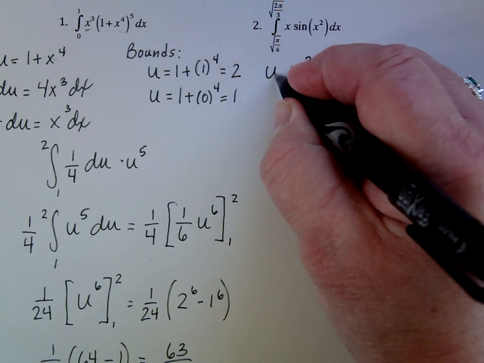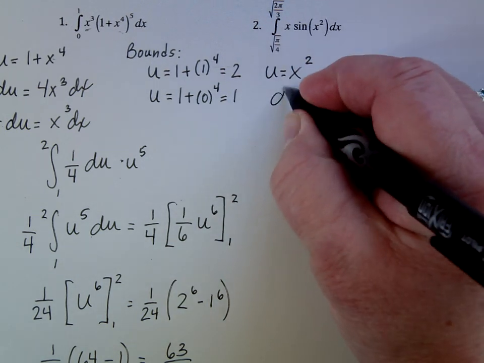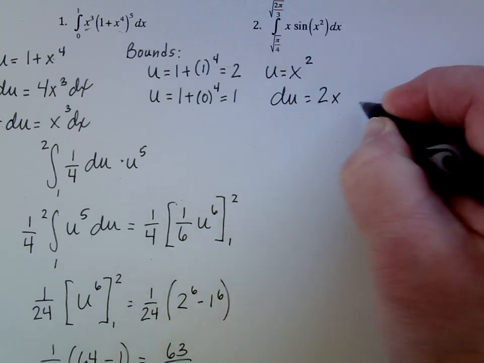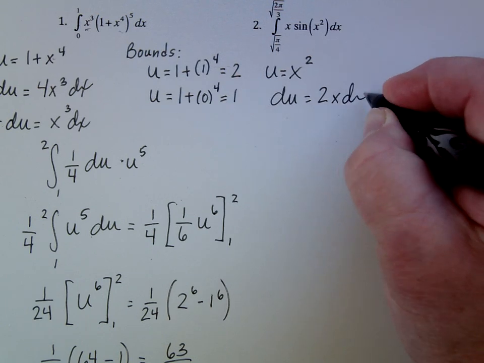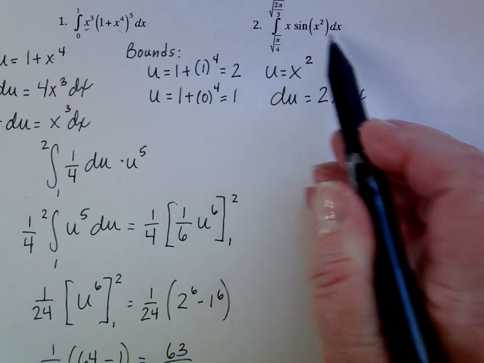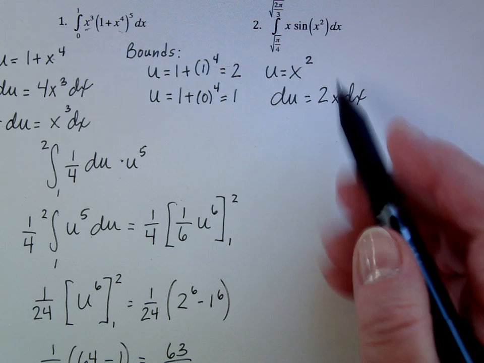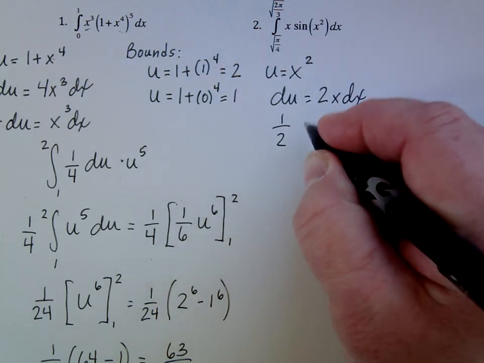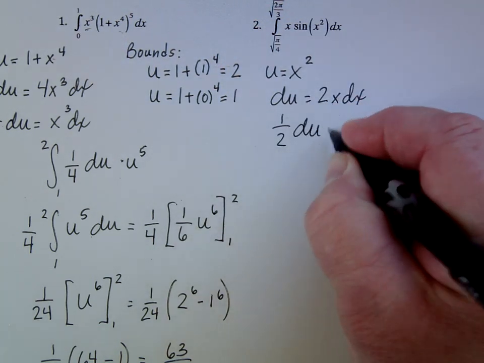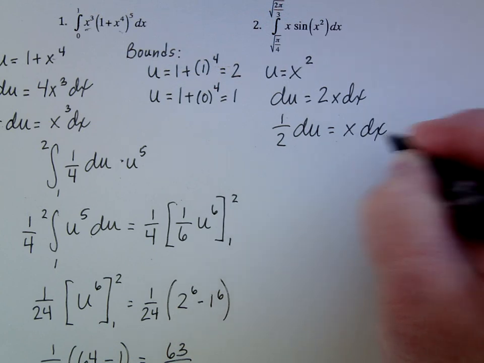So u equals x squared. That means that du equals 2x dx. I have an x, I have a dx, I don't have a 2. The 2 comes to the other side. 1/2 du equals x dx.